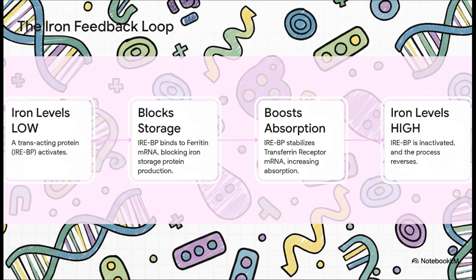And here is a beautiful example of this system at work, how your body manages iron. It's this elegant feedback loop. When your iron levels get low, a trans-acting protein called IRE-BP kicks into gear. It does two things at once. First, it physically blocks the production of ferritin. That's the protein that stores iron, because, why store it when you need it? At the same time, it stabilizes the instructions for making the transferrin receptor, the protein that absorbs iron from your food. So you store less and you absorb more. And when your iron levels are high again, the protein is inactivated and the whole system just reverses. It's a brilliant remote-controlled system that makes sure you always have just the right amount of iron.